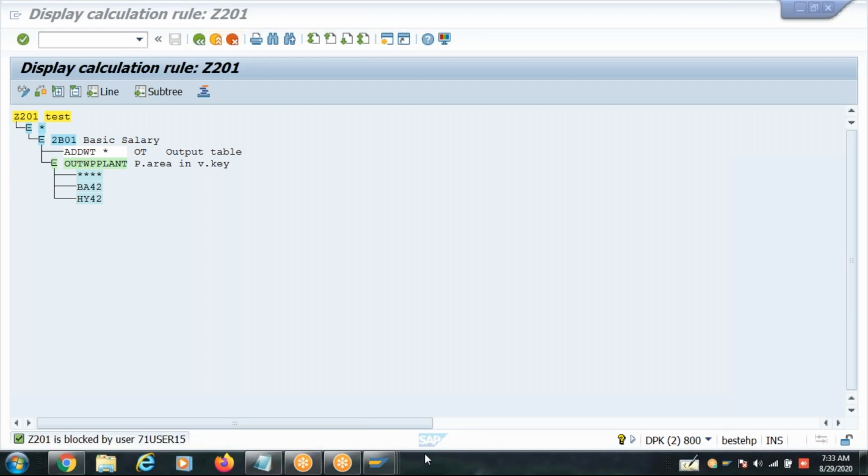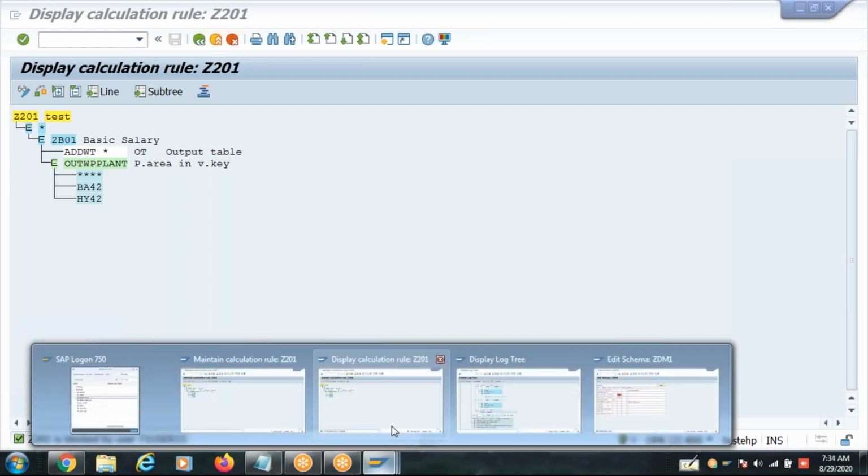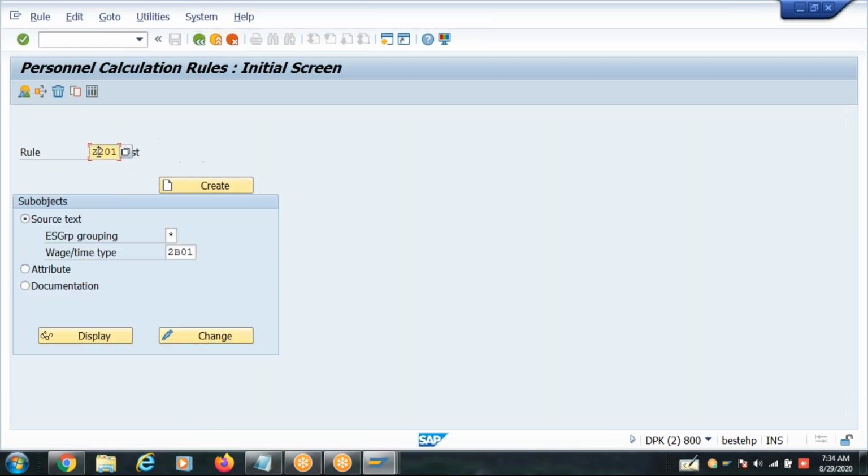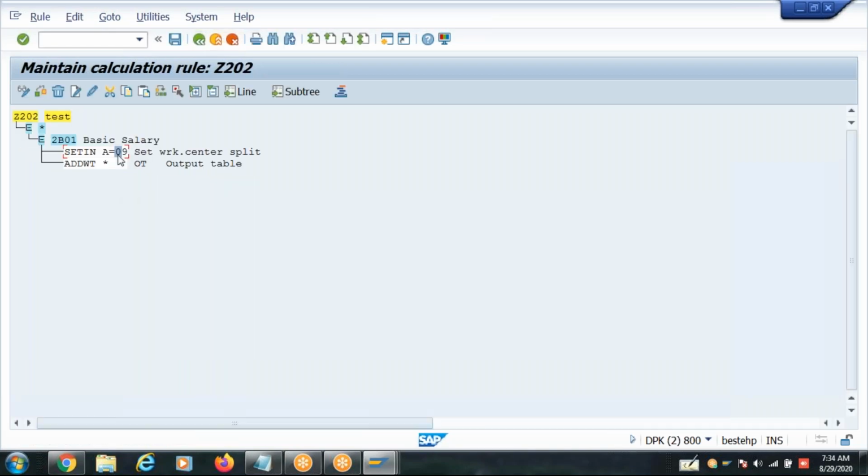In the previous PCR, if I give set in A equal to 0.1, what will happen? First split is read. H542 is. First split is read. So it will work like this. It will work. But if the requirement is for every wave step, the last split should be read. The last split personal area should be read.